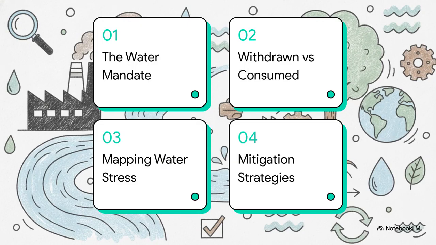Here is our roadmap for today's walkthrough. First, we're going to define the water mandate under the standard. Then, we'll compare withdrawn versus consumed water. Third, we'll look at mapping baseline water stress. And finally, we will wrap up by documenting mitigation strategies.